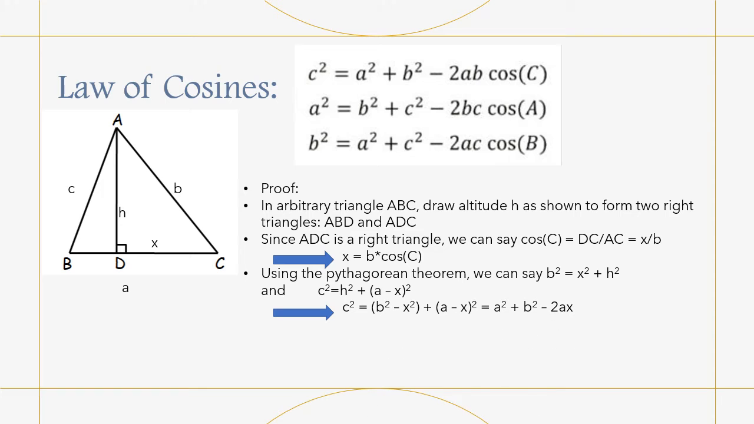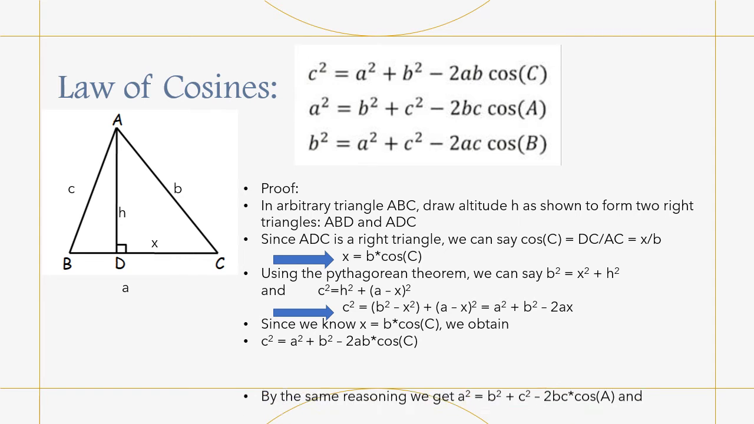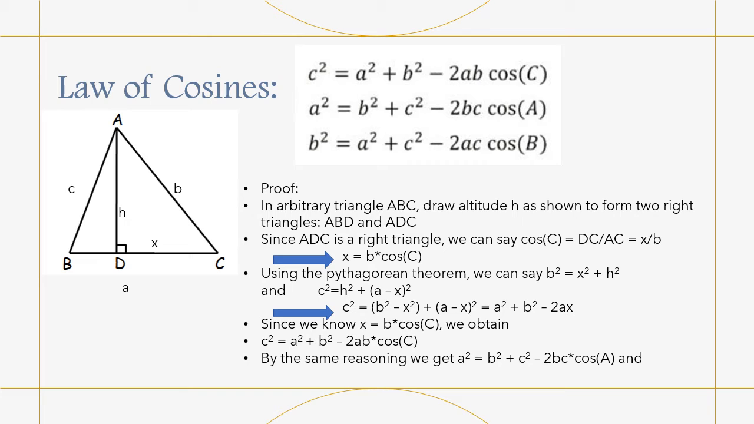Now we have c squared equals b squared minus x squared plus (a minus x) squared. And we get a squared plus b squared minus 2ax. Since we know x equals b times cosine C, we put that into the expression we just found, and we're left with c squared equals a squared plus b squared minus 2ab times cosine C. By the same reasoning, we can get the expression for the other side lengths a and b.